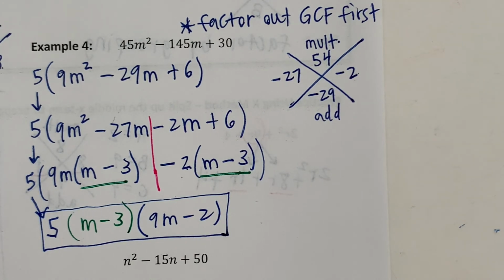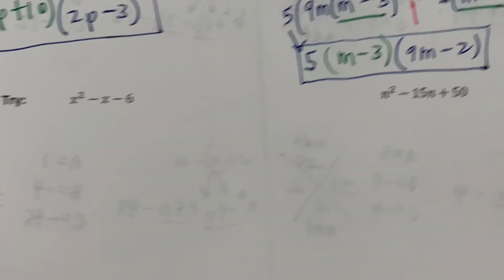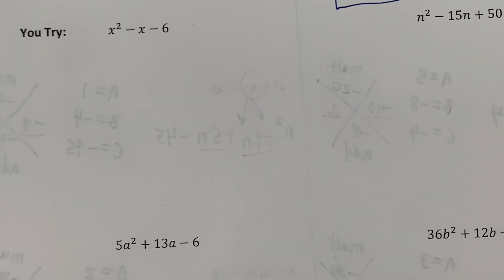All right, at this time, you have 4 U-tries. So I'd like for you to go ahead and see what you come up with. Go ahead, pause the video.